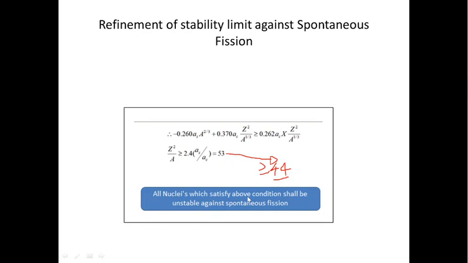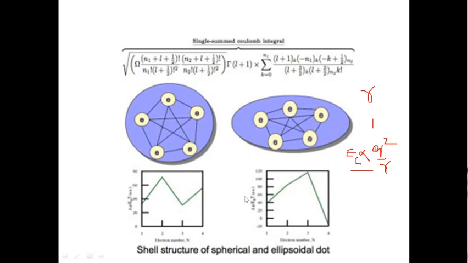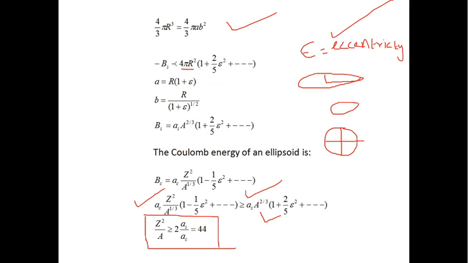And Bohr and Wheeler did not consider the other expressions. They only considered the Coulomb and the surface term. Here they gave a slightly different explanation of the shape getting distorted, oscillation between the spherical shape, the ellipsoid shape and the dumbbell shape. So using that explanation, they could arrive at a figure which is closer to what is found in nature. So this is the whole idea of spontaneous fission.